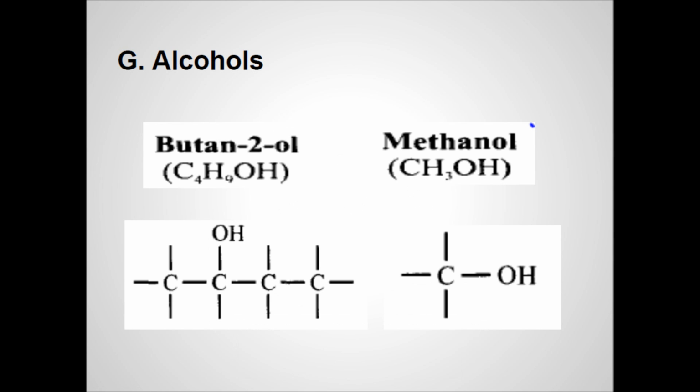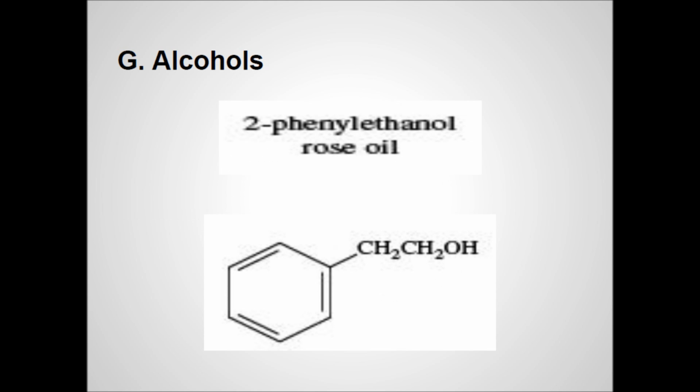This time try to draw them. For the first one, draw 4 single bonded carbons because it is butane, and add 1 OH on the second carbon, so it is butanol. For the second one, methanol has only 1 carbon. Add 1 OH to it. This time try to draw this one. Draw the phenyl, which is a 6 carbon ring with alternating double bonds. Then attach an ethanol group to the second carbon.